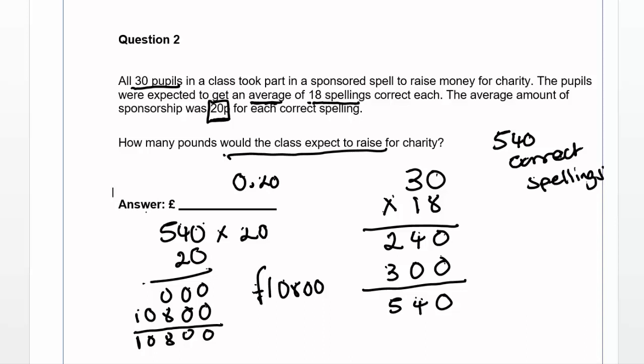How many numbers are behind the decimal point? You can see that there's 2. So in our final answer, we have to include that. So I'm going to put a decimal point right here. That tells me that indeed that's actually £108. So that's how much they actually raised. So the final answer to the question, how many pounds would the class expect to raise for charity, is £108.